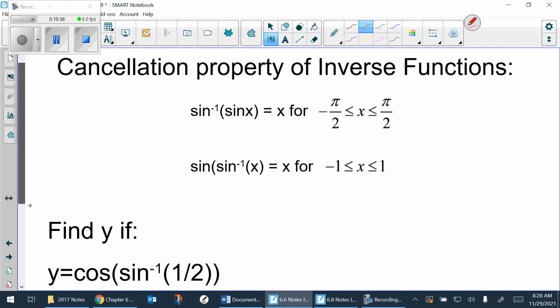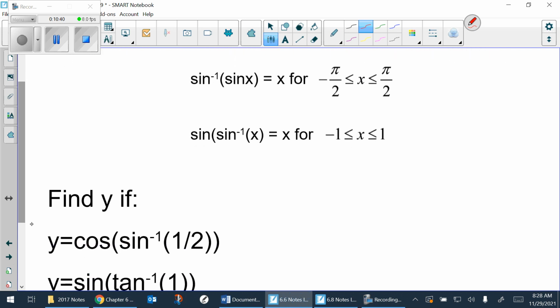Cancellation property. If you take the sine inverse of the sine of x, you're going to end up with x. The sine and sine inverse cancel each other out, leaving you with the x. Same thing is going to happen here. If you take the sine of the sine inverse of x, these guys cancel each other out and you're left with x.